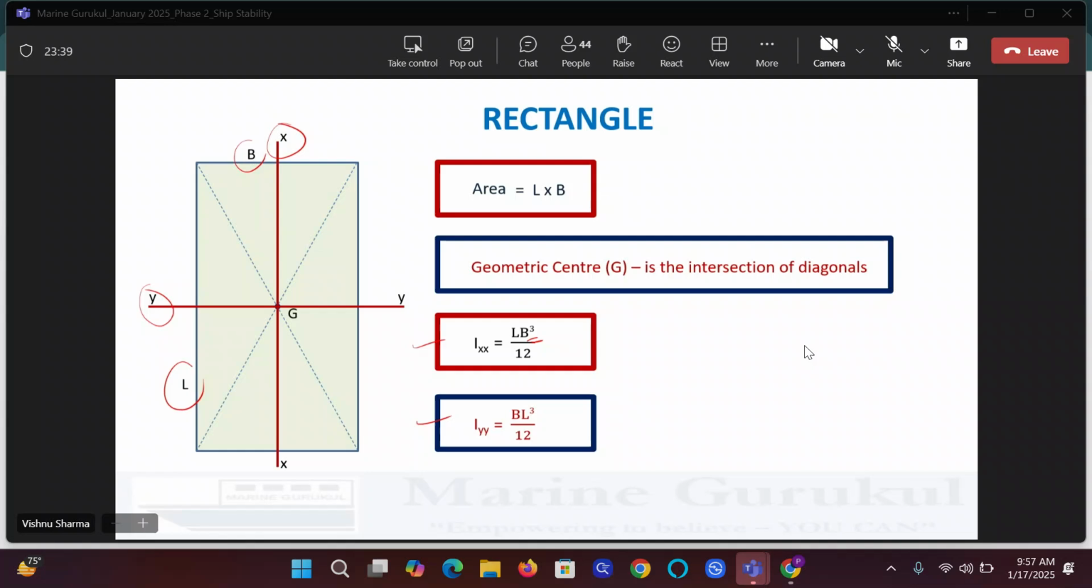Okay. Those of you who are not on mobile can go on their WhatsApp also. And the last document I have shared, in that this rectangle slide is there. Can you see that, guys? Yes, sir. Okay. So whatever is on this slide is there with you already, so don't worry about it. Okay. Now we go to the next shape, the triangle.